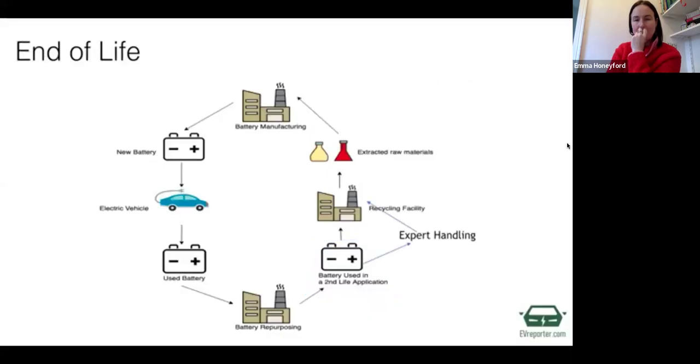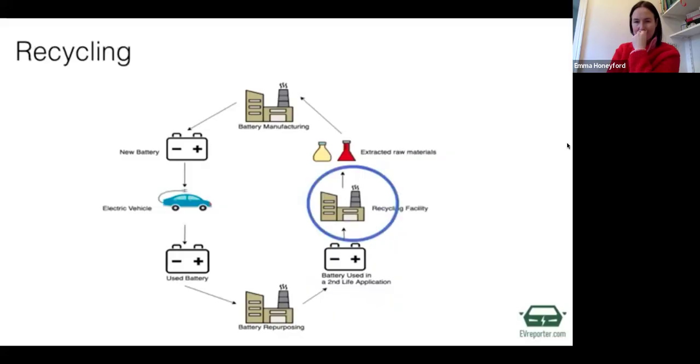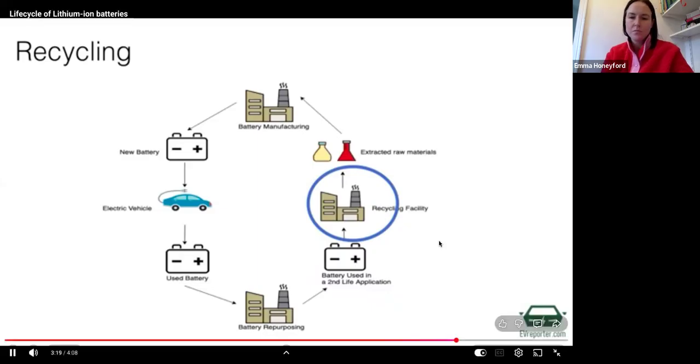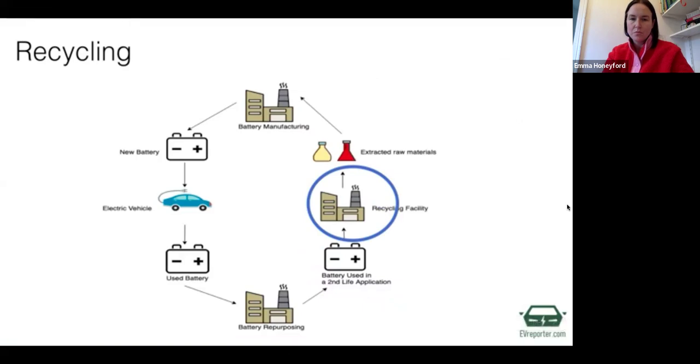End of life. At the end of battery life, it enters the third stage, where expert handling is required for collection and safe logistics to a recycling facility. Fourth stage is recycling. The recycling process dismantles the battery and recaptures the valuable constituent materials. The extracted metal and mineral components like lithium, cobalt, nickel, aluminium, and copper can again be used in the manufacturing of new batteries. This is popularly known as urban mining.